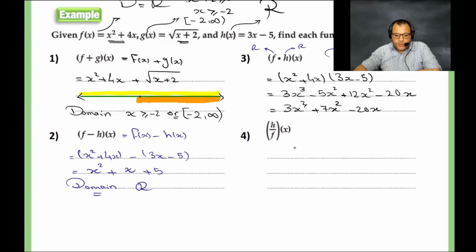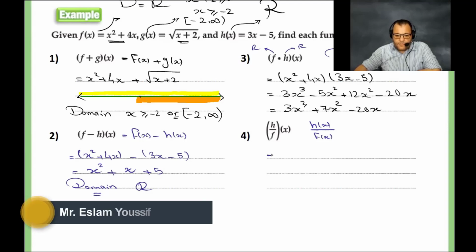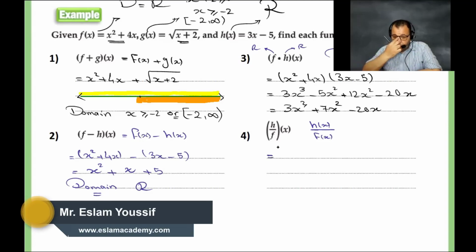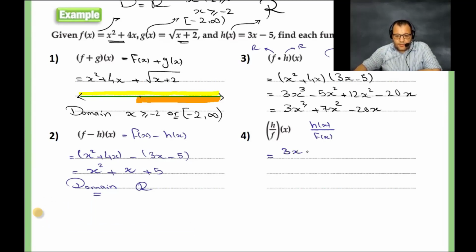Okay. The last one: it will be h of x divided by f of x. So it will be 3x minus 5 over x squared plus 4x. That would be the simplest form because you cannot simplify it. What is the domain?